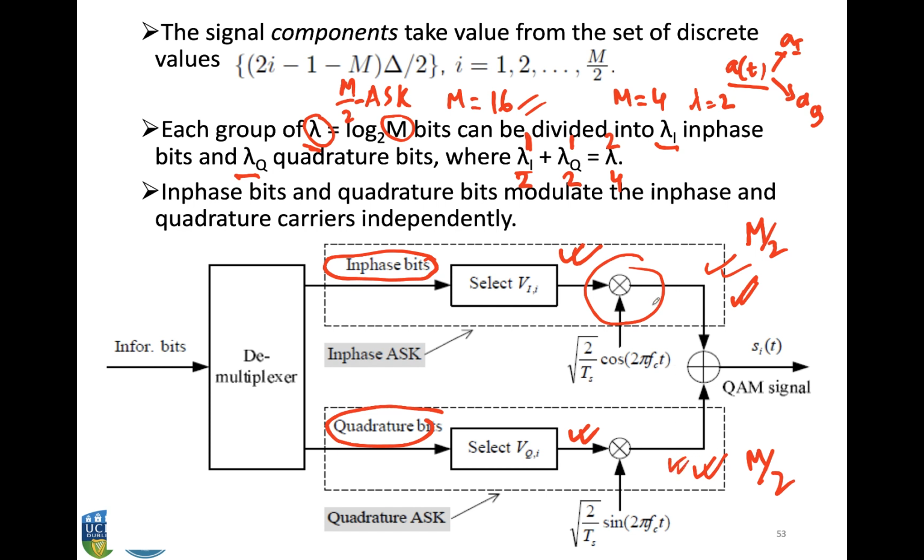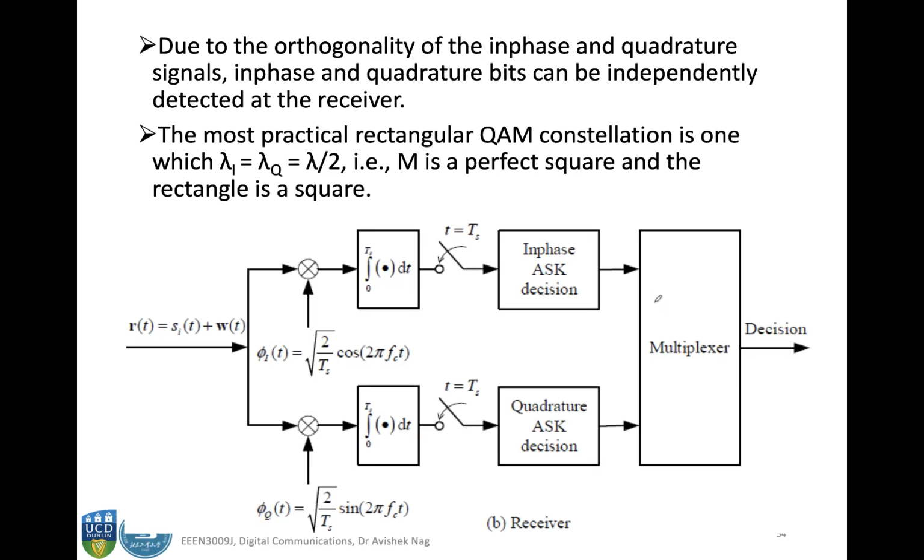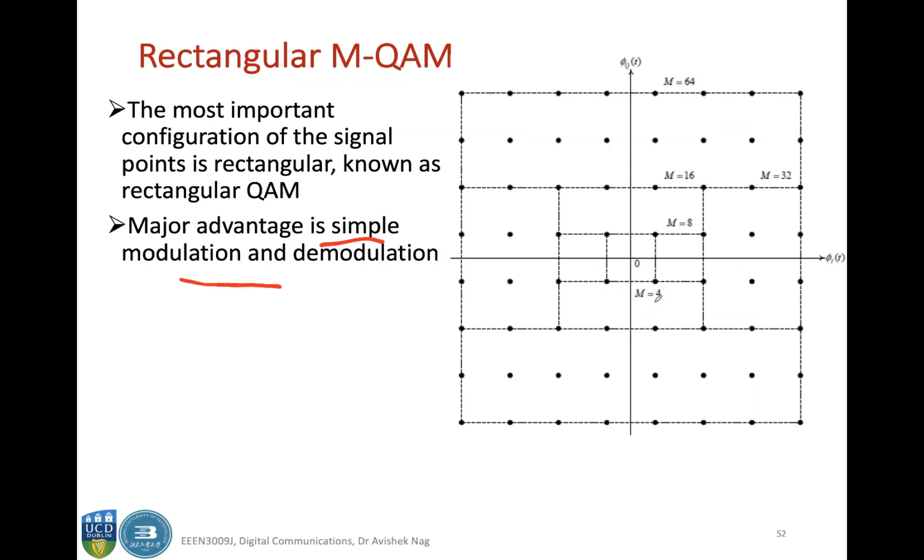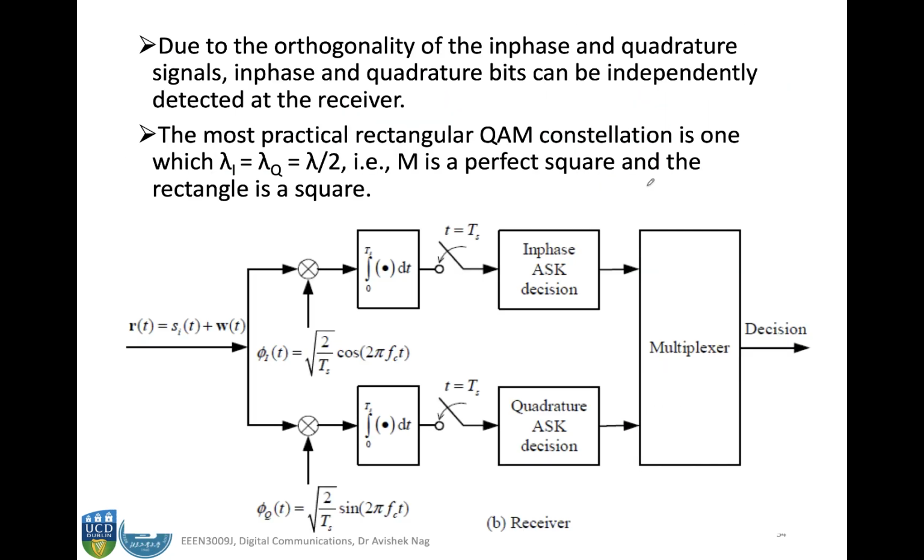Okay, so essentially you get a constellation like this, where each point has a unique amplitude and a phase. And then in the receiver you can just correlate with phi_I(t) and phi_Q(t) and take samples at every Ts seconds, and then you make a decision for the in-phase ASK and the quadrature ASK, and then multiplex the 2 bit streams together to form the original stream.